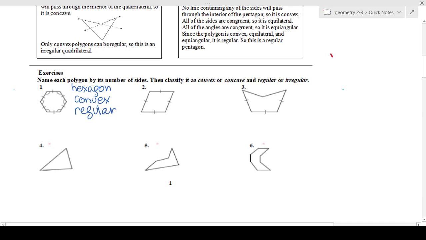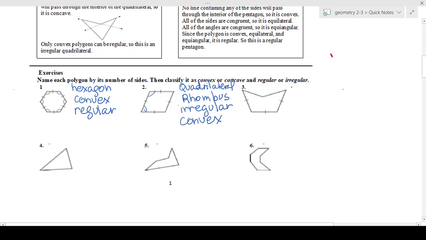Okay, look at this rhombus. The rhombus has all of the sides equal, but doesn't have all of the angles equal. This angle is not equal to that angle. Okay, so it is a quadrilateral. This quadrilateral has a specific name. It is called a rhombus, and it is irregular. At the same time, if I extend any of the sides, nothing will go inside the figure, so it is convex, and that's it.